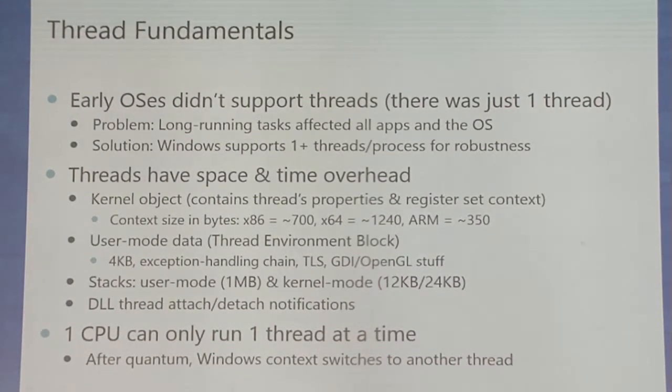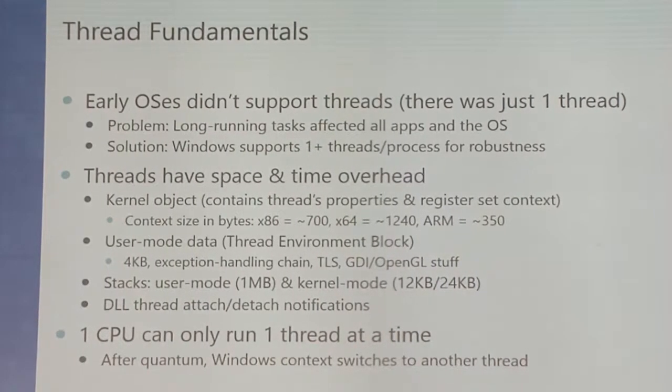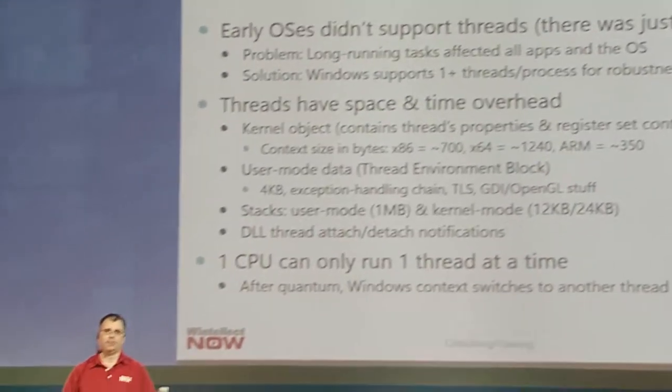In addition to the kernel mode data structure, every thread is allocated a user mode data structure, which we call the thread environment block, or TEB for short. And on all the CPU architectures today, the TEB is 4 kilobytes in size. The TEB contains the exception handling chain. That is, whenever your thread enters into a try block, there's a node that's added to a linked list. And whenever your thread leaves a try block, there's a node that's removed from the linked list.